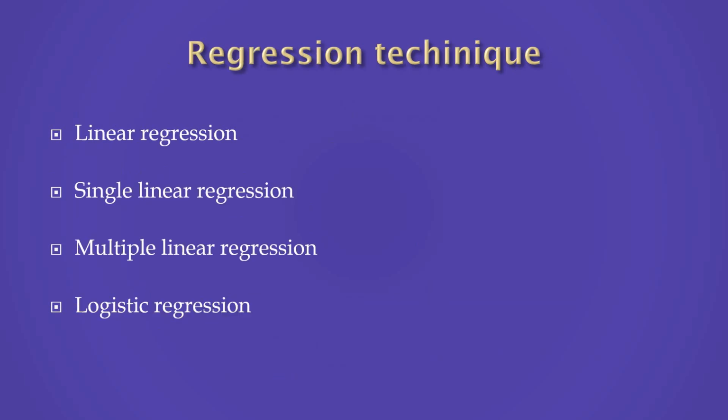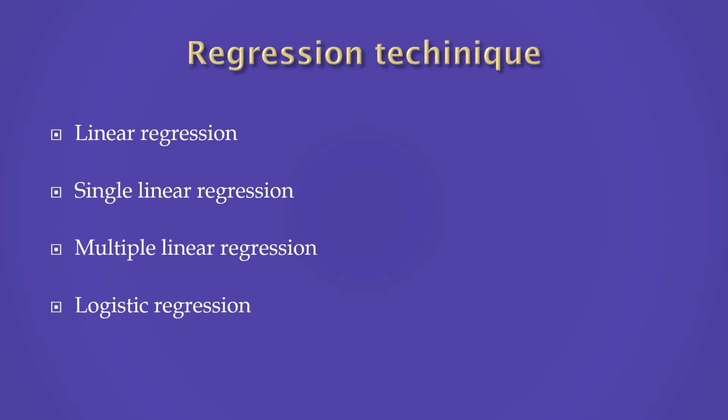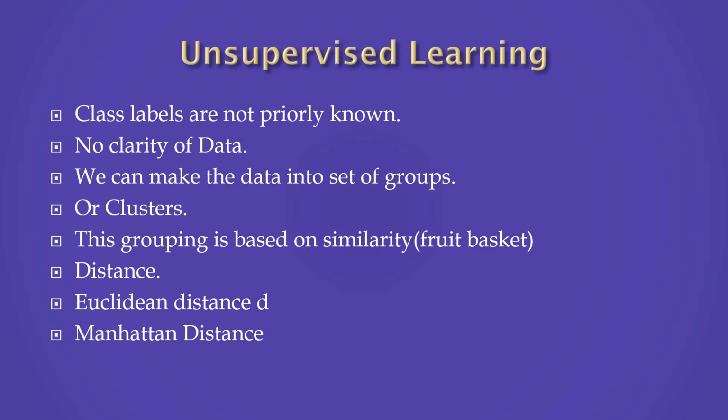And now we are going to discuss what regression is and what the regression techniques are. Regression can be termed as linear regression, single linear regression, multiple linear regression, and logistic regression. So, regression is classified into four different types. In the coming videos we will discuss deeply the various examples of linear regression, single linear regression, multiple linear regression, as well as logistic regression. Okay, and next we are going to see the meaning of unsupervised learning.